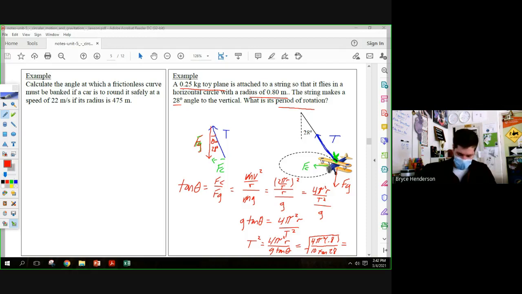This is the easier one. Well, we kind of did it a hard way, but it ultimately gives you 2.5 seconds.